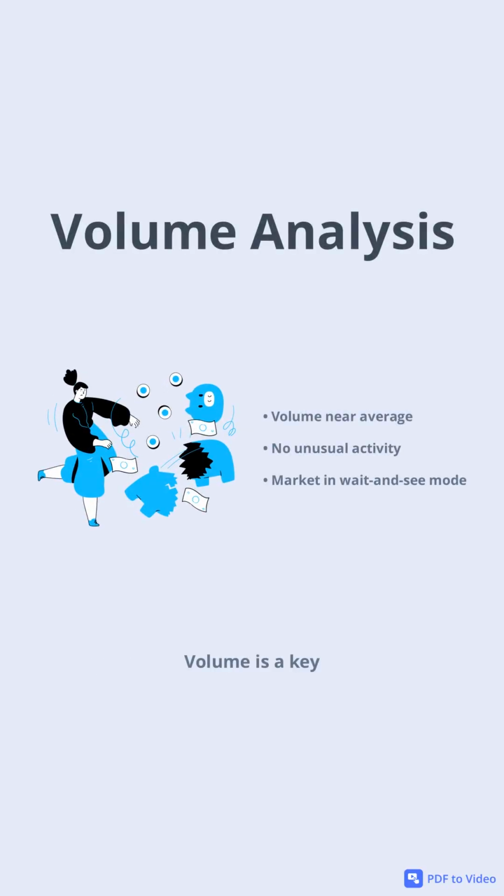Volume is a key indicator of market interest. For PLUG, the recent trading volume is not significantly different from the average volume. This suggests that there is no unusual buying or selling activity at the moment, and the market is in a wait-and-see mode.